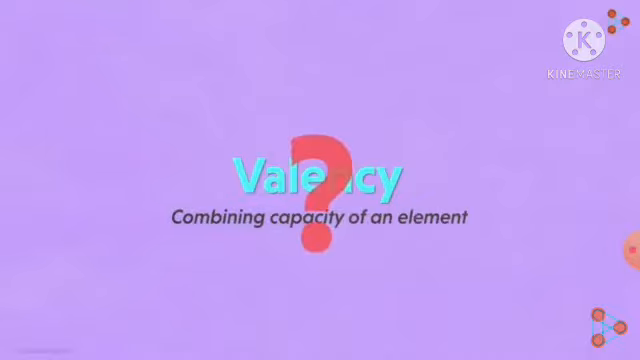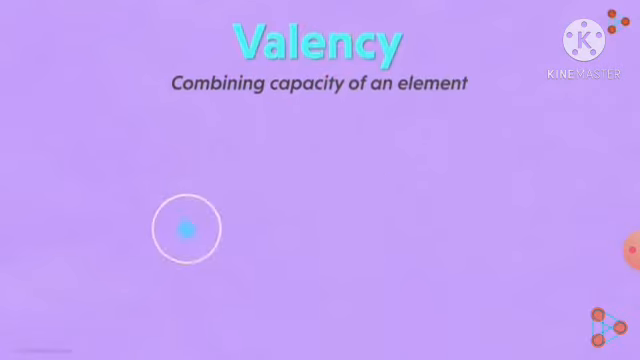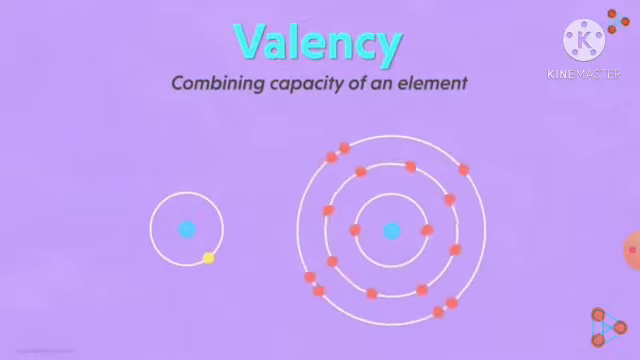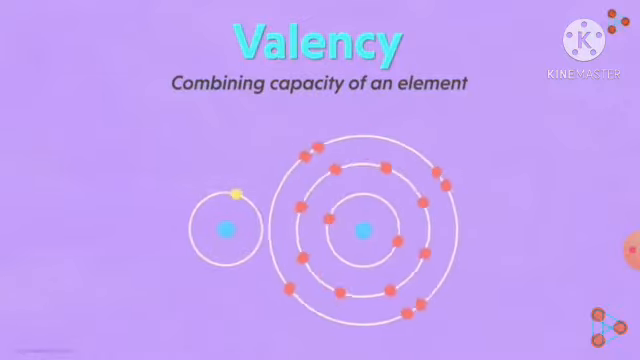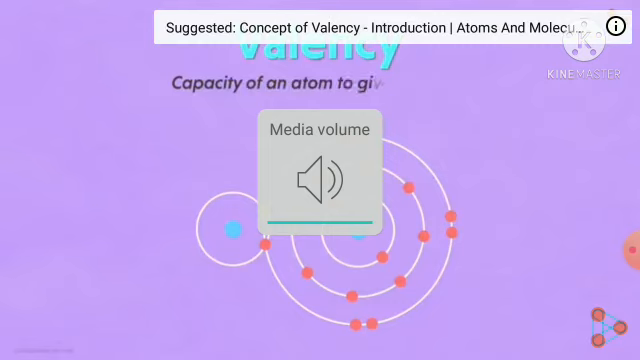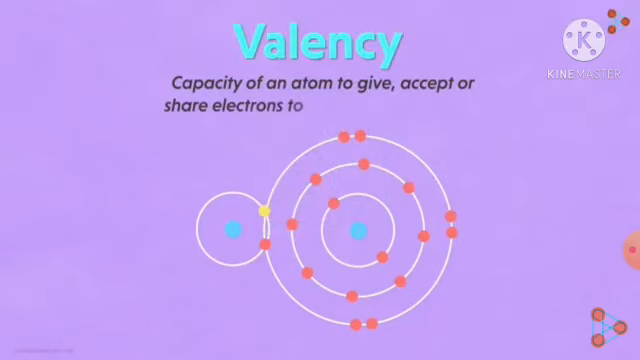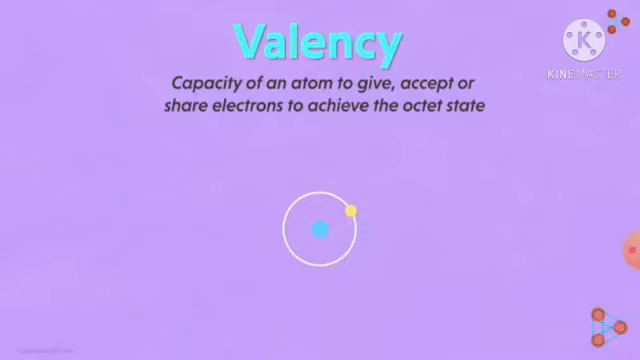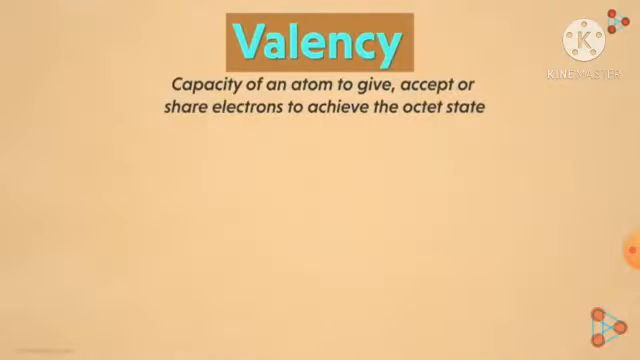Now, what exactly do we mean by this? When we say combining capacity, that means how much can an atom bond with another atom. Does that mean how many electrons can be given or taken or even shared? Yes. The capacity of an atom to give electrons, accept electrons, or even share them in order to achieve the octet state can be termed as its valency. And what about the case of elements with just one shell? That's correct. Trading of electrons is carried out for attaining 2 electrons in the outermost and only orbital in such atoms.